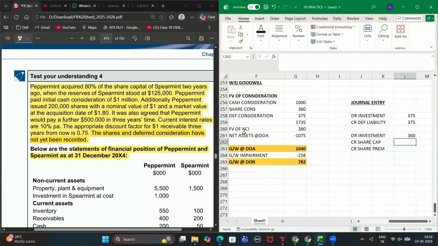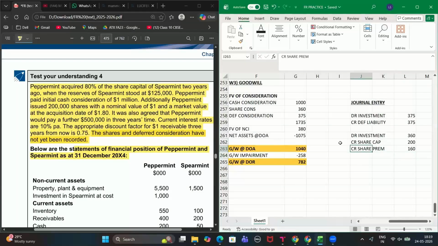So what will be the share capital? How will we calculate share capital? Based on what value? Nominal value. How many shares have we issued? We have issued 200,000 shares. What is the nominal value? $1. So what will be the value? 200. Is it clear? What about share premium? It will be the remaining. What is it? 160.